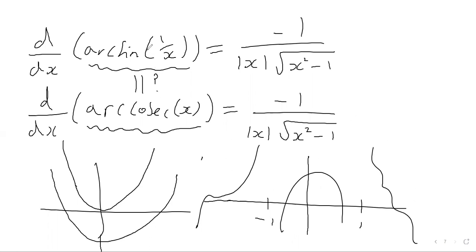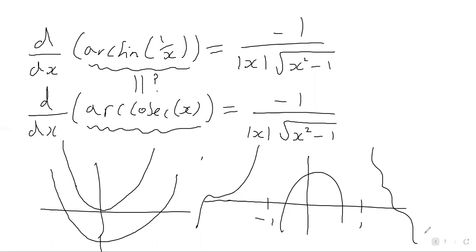So just because the derivative of 2 functions is the same doesn't mean that those 2 functions are the same, because the 2 functions could be defined on different parts of the real numbers. So that's the key point from here. So I guess we could try and determine, is this arc sine of 1 over x function the same as this arc cosec of x function? So we can do that now.